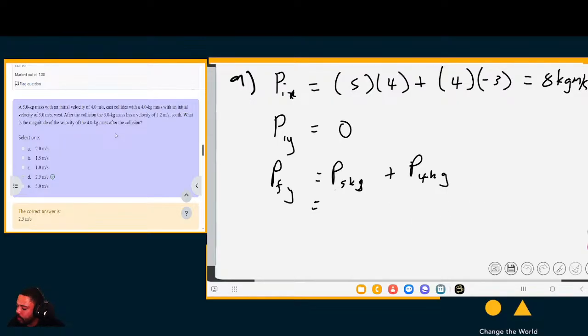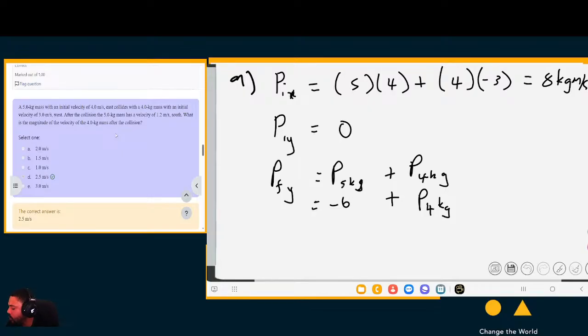Now, the momentum of the 5 kilogram block. Okay, the 5 kilogram block, where is it? Now it is 1.2 meters per second south. We have no idea what the final momentum is for the 4 kilogram block in the y direction. Remember, this is final in the y direction, but for the 5 kilogram block, its final momentum is going downwards.